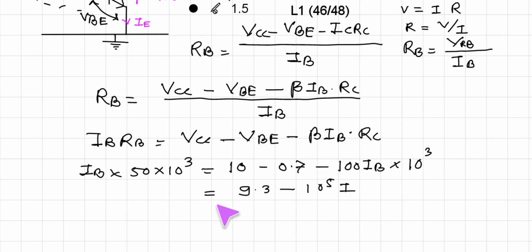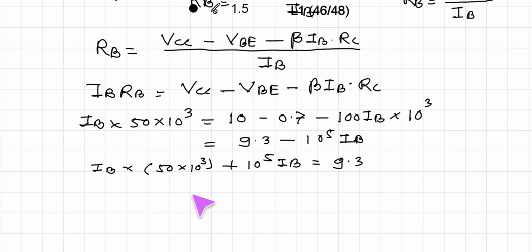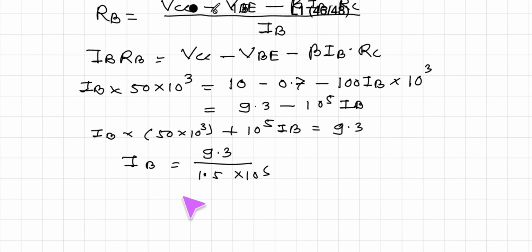So from this we can say, here it is IB into 50 kilo ohm minus this minus, so minus it becomes plus, plus 10 raised to 5 times IB is equal to 9.3, and from this we can find out the value of IB is equal to 9.3 divided by 1.5 into 10 raised to 5, this total is there, and that is equal to IB is equal to 6.2 into 10 raised to minus 5 ampere, or we can say that is equal to 62 micro ampere.